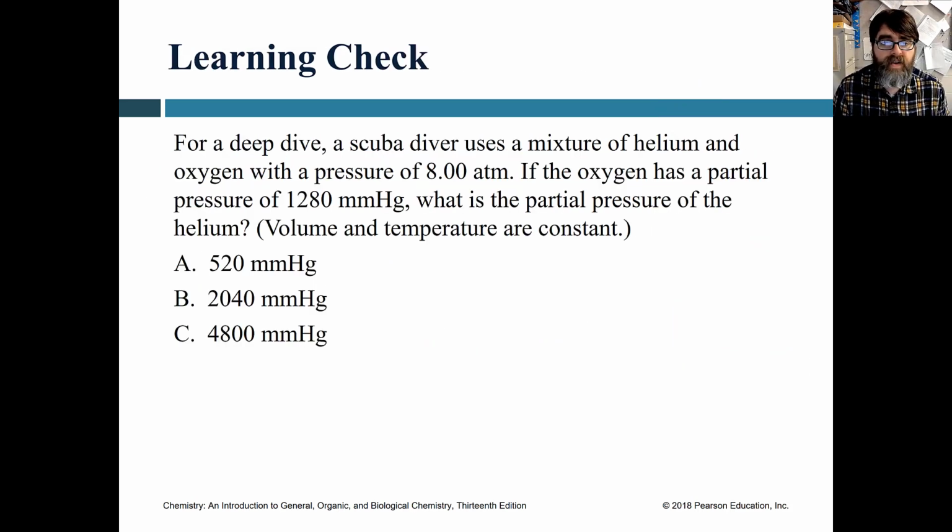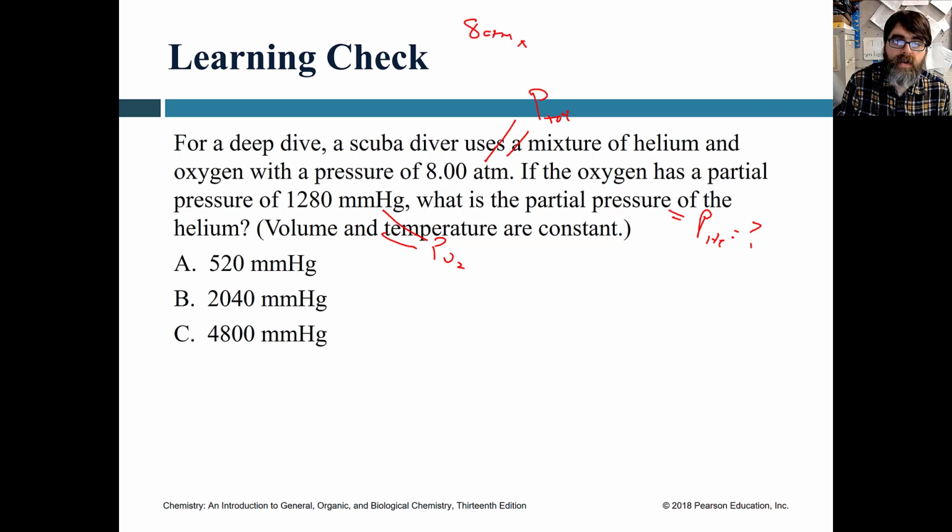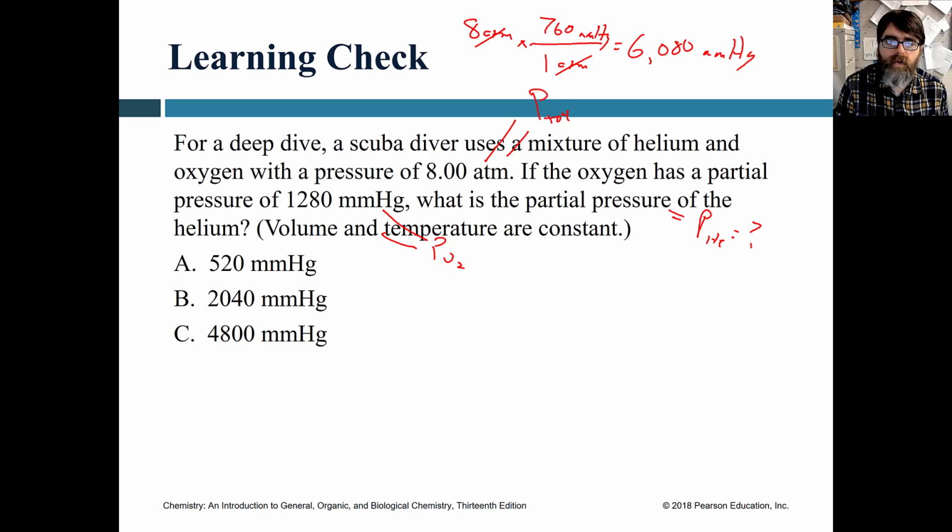Once again, on this one, they've given us mixed units, but we're told that there's a mixture of helium gas and oxygen gas with a pressure total of 8 atmospheres, and we're told the pressure of the oxygen and asked what is the partial pressure of the helium. Once again, because we have mixed units, I'm going to turn that 8 atmospheres total pressure into millimeters of mercury, and you end up with 6,080 millimeters of mercury for the total pressure.